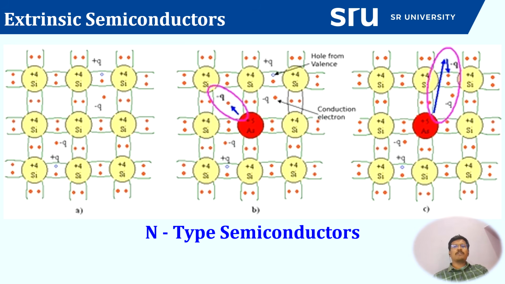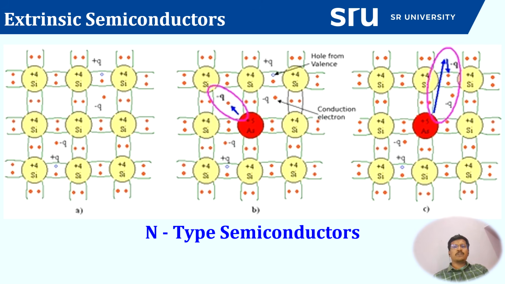Only a very small amount of energy is required to release this extra electron. Consequently, a large number of free electrons become available for conduction. Since electrons are the dominant charge carriers, the material is called an n-type semiconductor. The letter n stands for negative because electrons carry negative charge.